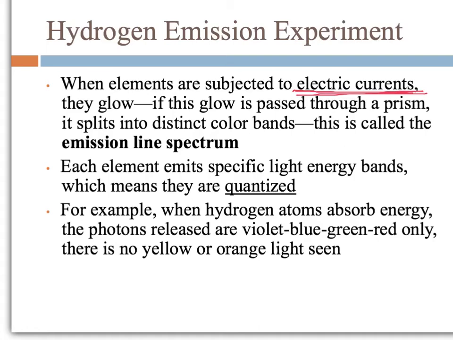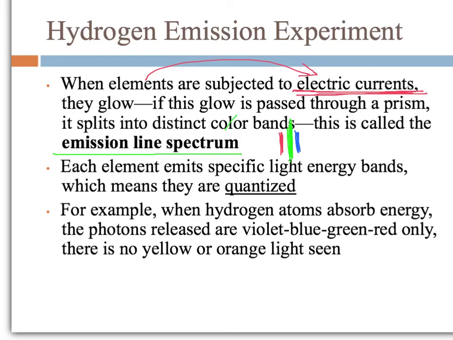So let's say we're seeing a kind of greenish colored light from an element that's being electrified. If we pass that greenish light through a prism, what we might find is there's actually a red band and there's a blue band of light, but they have combined in this pattern to form what we saw originally as just a green light. The breakup of the different colors is called the emission line spectrum.